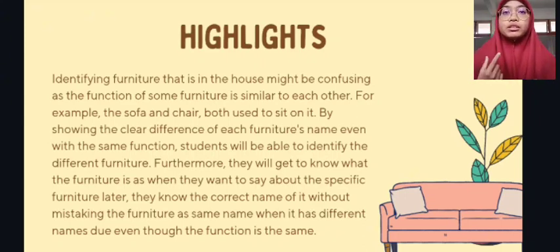Furthermore, they will also get to know what the furniture is, as when they want to talk about the specific furniture later, they know the correct name of it without mistaking the furniture as the same name when it has different names even though the function is the same. For example, if they are going to shop at a shop and they want a sofa, they say sofa instead of saying chair, otherwise the one who is selling the furniture gets confused about what furniture this customer is looking for.